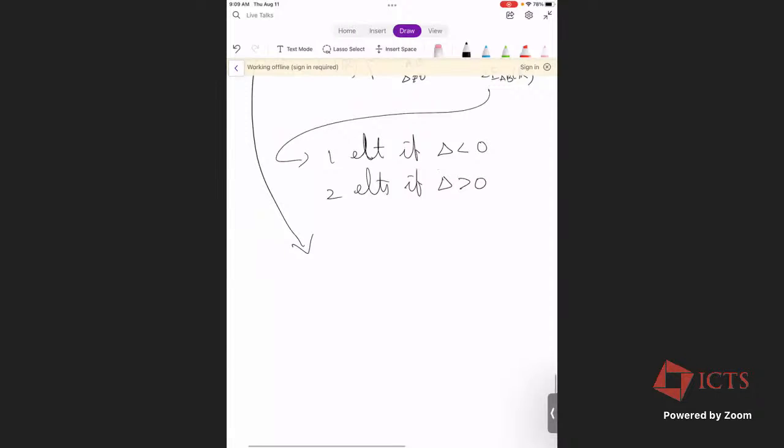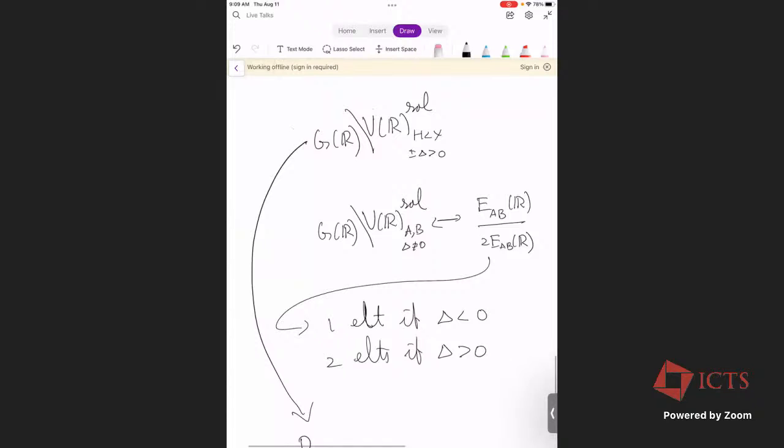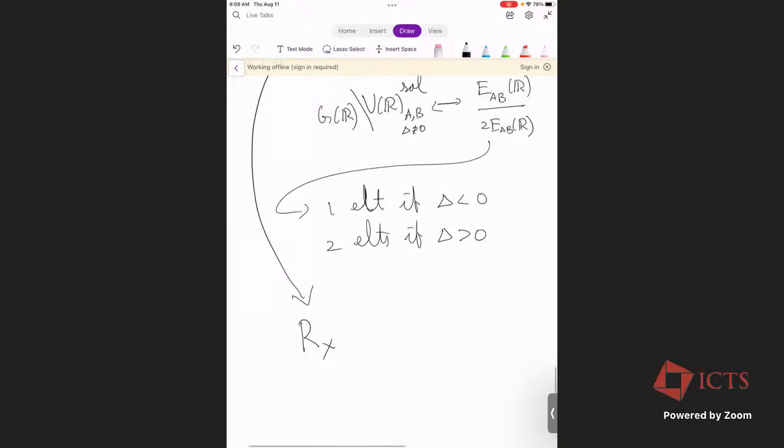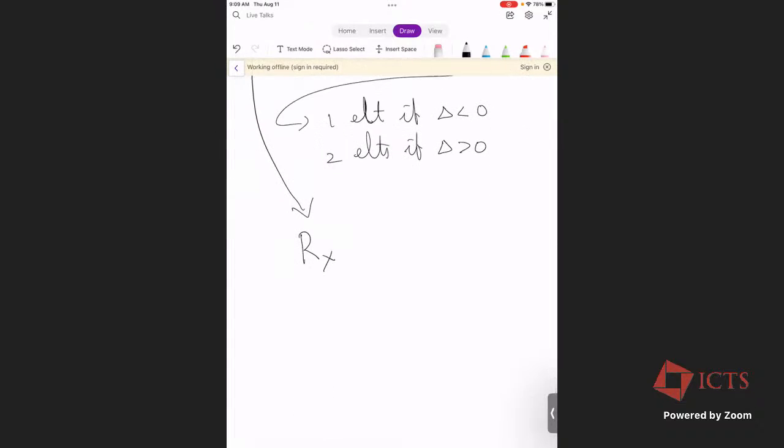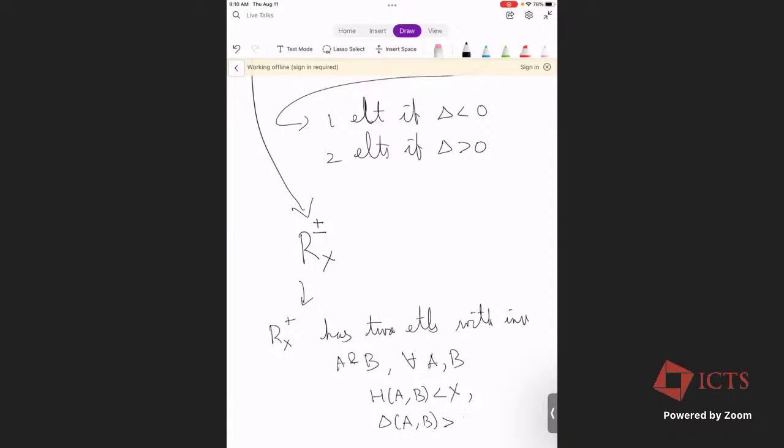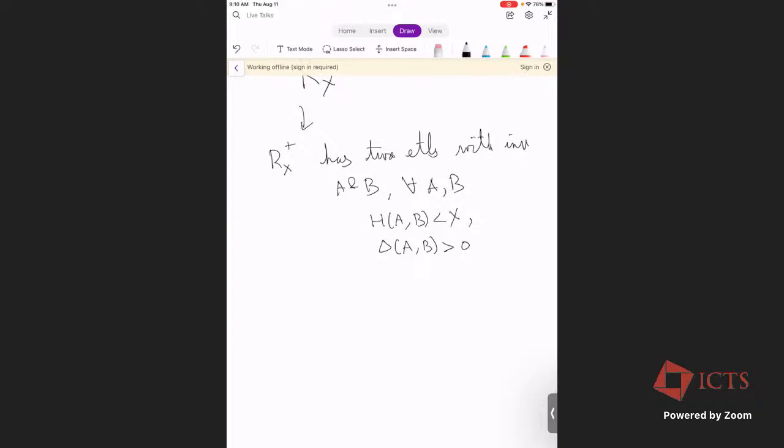And we're going to describe the set. So we're going to construct a set Rx, which is a fundamental set for the action of GR, basically something which represents VR soluble mod GR with height less than X and either discriminant greater than 0 or discriminant less than 0. So I'm going to make two things, Rx plus and minus. And here are the properties it's going to have. First of all, Rx plus has two elements with invariants A, B for all pairs A comma B with height less than X and discriminant greater than 0. So it's going to have two elements because that's what we want.